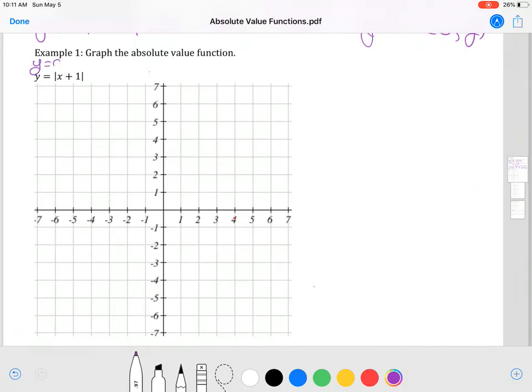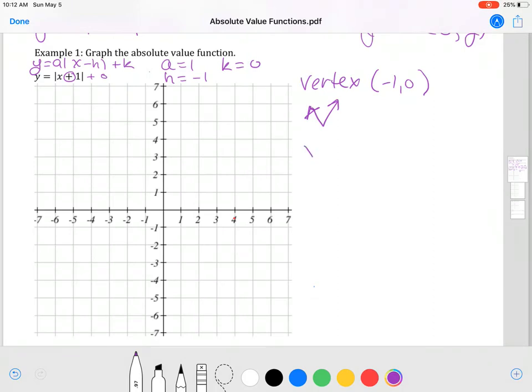So if I look at this, it looks like my A is 1. My H is going to be -1 because I can rewrite this plus as a double negative. I can write it as x minus a -1, which would make H -1. And my K would be 0 because even though we don't write it in there, it's a plus 0. So I know my vertex is going to be (-1, 0). And I know because A is positive that my V is going to be facing up when I graph this.